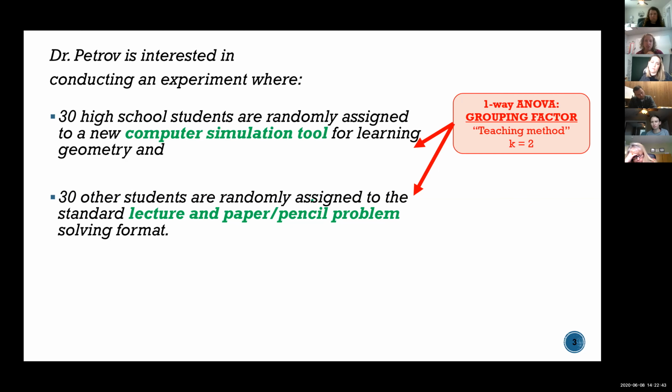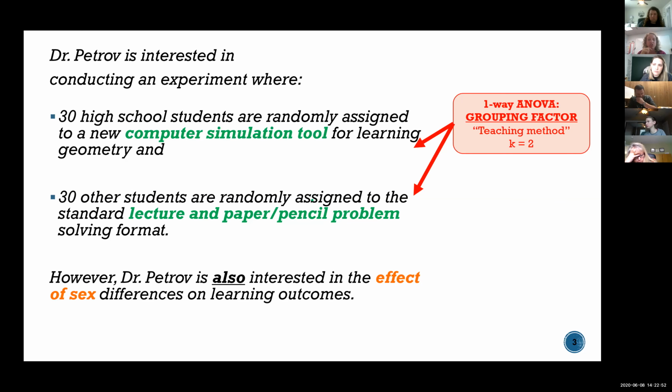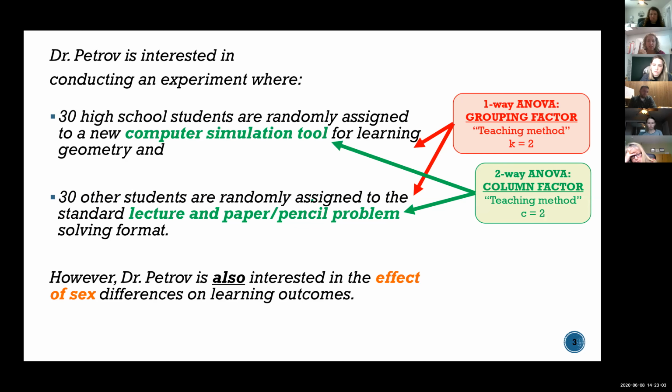But what if in addition to wanting to see how the curriculum teaching strategy has an effect, he also wanted to look at the effect of sex. Here, this is where we have not one, but 2 factors we want to investigate. The first factor would be the teaching method. And so if we're going to make columns in our table, again, it doesn't matter which one's columns, which one's rows, but I'm going to choose to make columns based on teaching strategy. We would have 2 columns. So instead of K equals 2, we call it C equals 2 because we would have 2 columns.